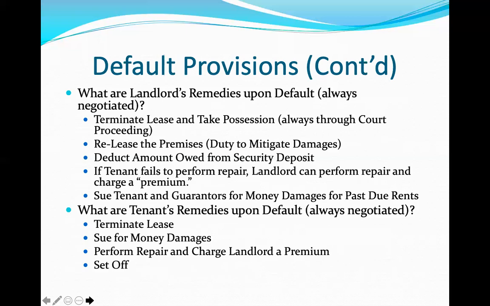The landlord can re-let the property. They have a duty to mitigate damages. They can deduct amounts owed from security deposits. If a tenant fails to perform a repair, then the landlord can perform the repair and charge a premium. They can sue tenants and guarantors for money damages or past due rent. What are tenants' remedies upon default? They can terminate the lease, sue for money damages, or perform a repair and charge the landlord a premium, and set off.